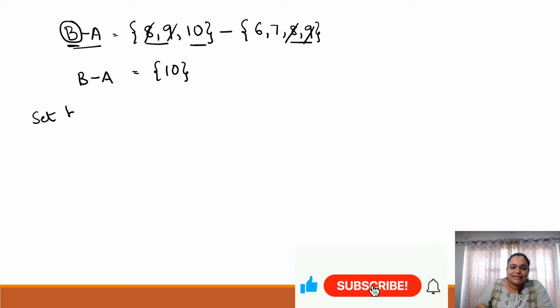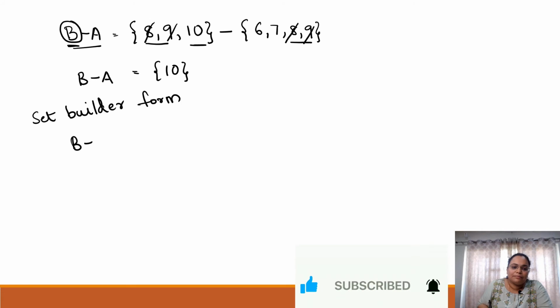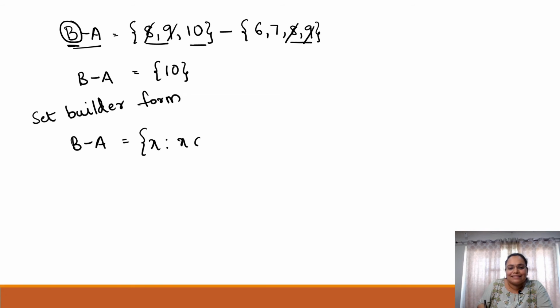This is your roster form. Now write the set builder form for this. Set builder form for B minus A: X such that X does not belong to A. We are not considering the elements of A, right? And X belongs to B. This is for B minus A.